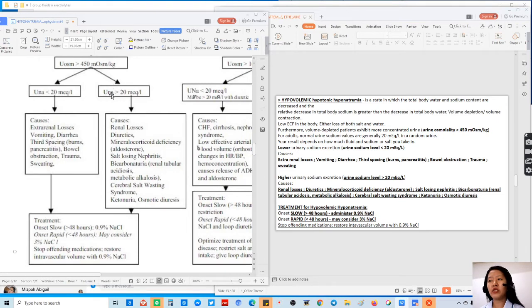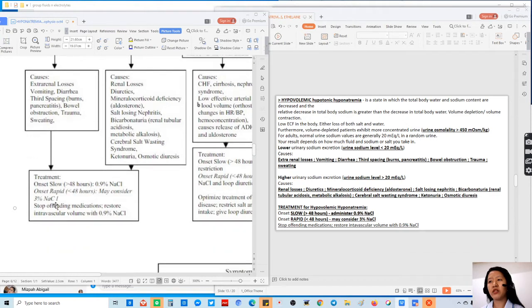If the urine sodium level is greater than 20 milliequivalents per liter, the causes may be renal losses, diuretics, mineralocorticoid deficiency or the aldosterone deficiency, salt-losing nephritis, bicarbonaturia or the renal tubular acidosis, metabolic alkalosis, cerebral salt wasting syndrome, ketonuria, osmotic diuresis.